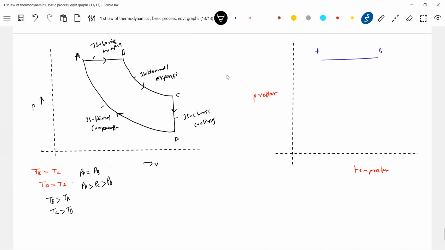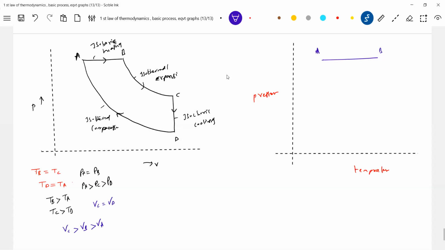Can anybody say something about the volume? Volumes, it's very clear, no? VC equal to VD, and VC greater than VB greater than VA. I think these things are going to help. Now we are calculating pressure versus temperature.